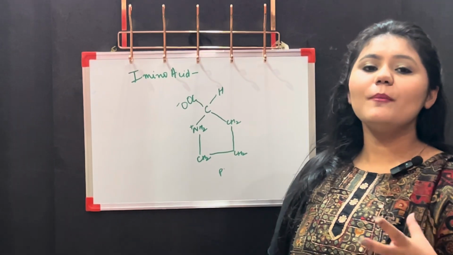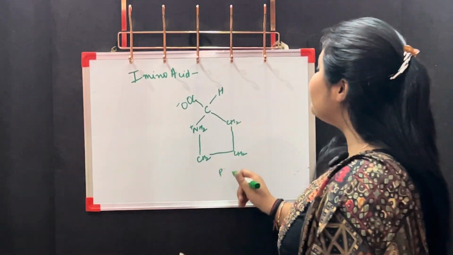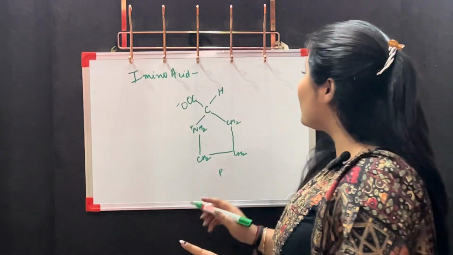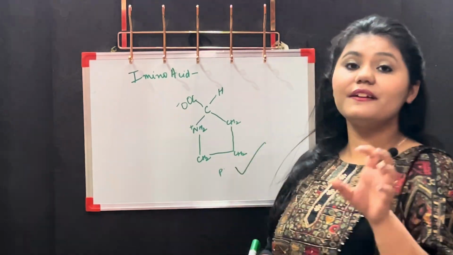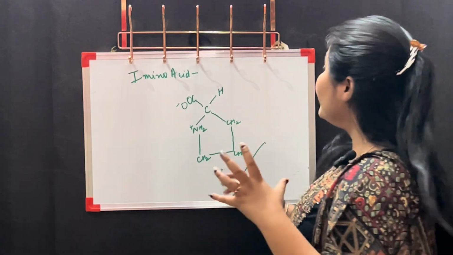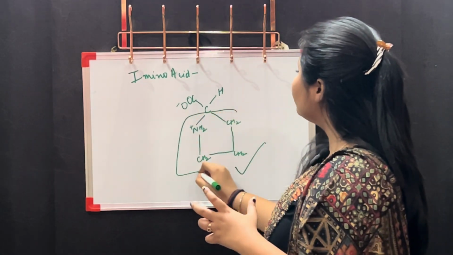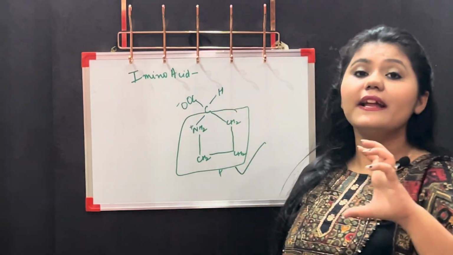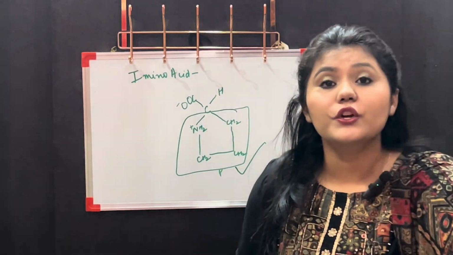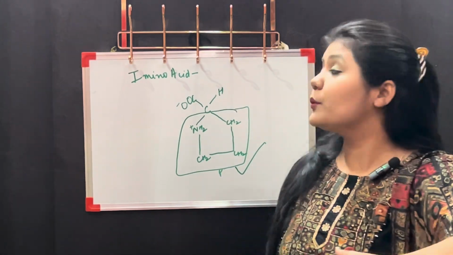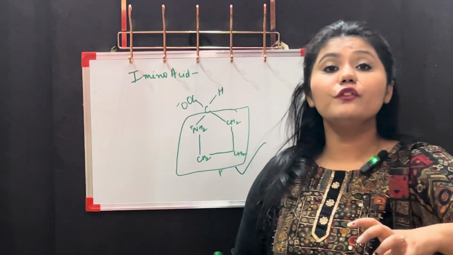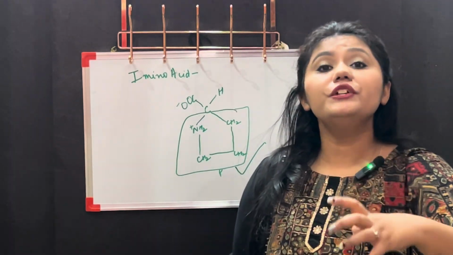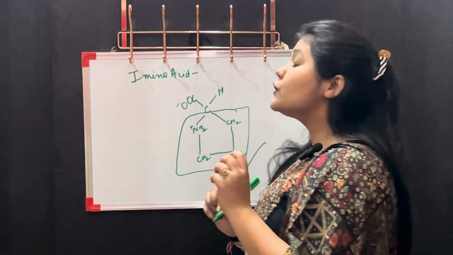Now we're going to talk about proline, which is an amino acid. The cyclic side chain of the proline provides rigidity to the structure of the proteins. And we'll also talk about that.